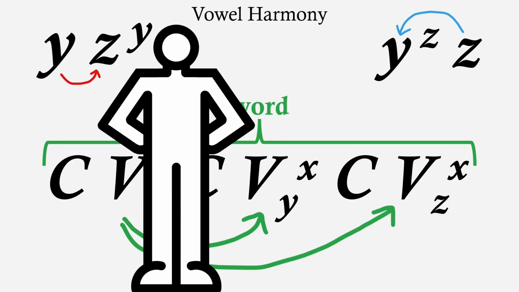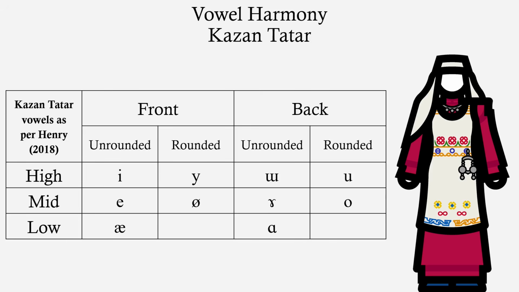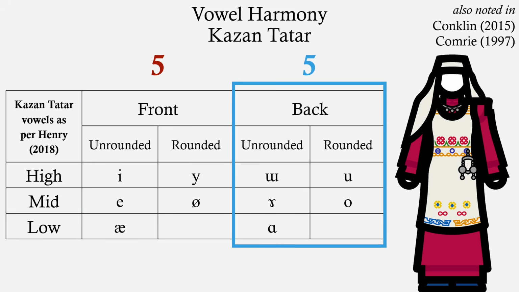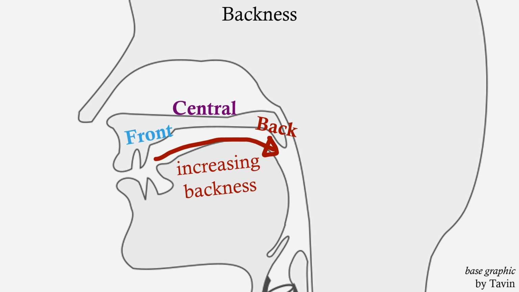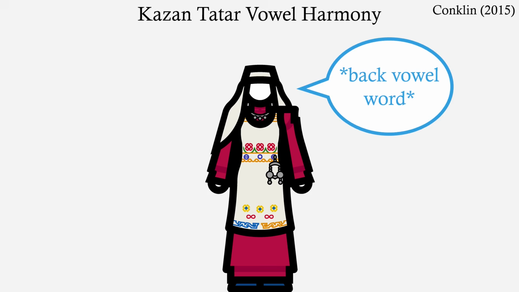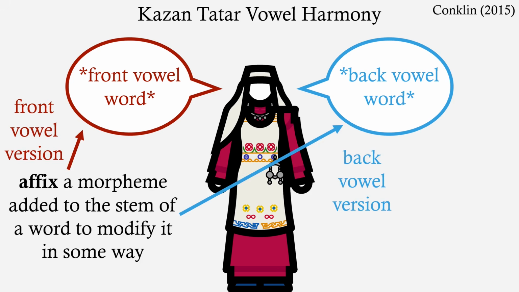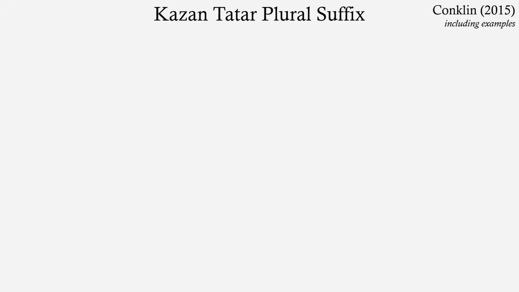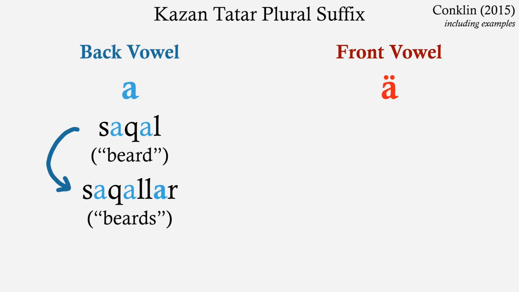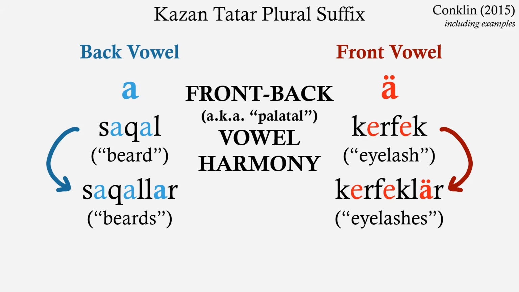For vowel harmony in its simplest form, we can look at a language like Kazan Tatar. See, Tatar has the following vowels, which form a balanced system with 5 front vowels and 5 corresponding back vowels. This backness feature refers to how far back in the mouth the tongue goes to pronounce a vowel. Native Tatar words are only allowed to contain all back vowels or all front vowels, so when an affix gets added to a word, it harmonizes with it. For instance, the plural suffix has a vowel that varies between a and e, so the plural of sakal is sakallar, but the plural of kerfek is kerfekler, maintaining the front-back vowel harmony.